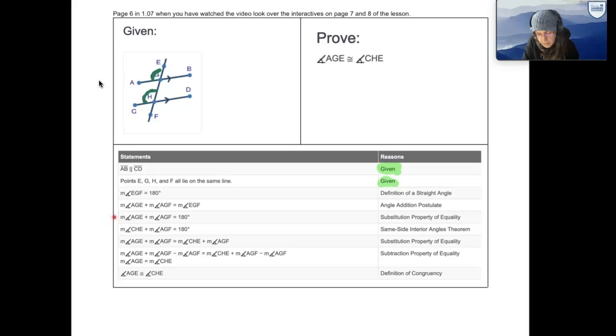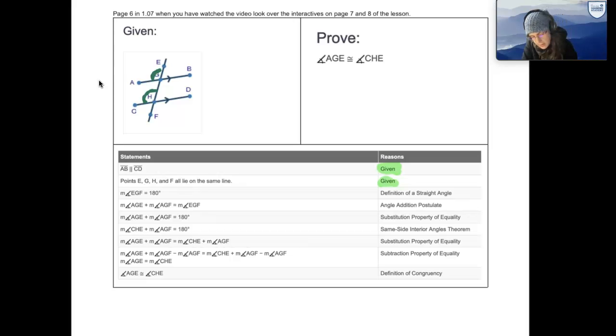The substitution property of equality. This is my favorite one. So we know that AGE and AGF add up to EGF. And because EGF right here equals 180 degrees, you can legit just drop that in. Substitution. Substitution is the magic word, y'all. So you just drop that in. So now you have AGE plus AGF equals 180 degrees. It's a mouthful. So now, okay, all right. So that's all true. We know that that's all true because we know our geometric properties, right?